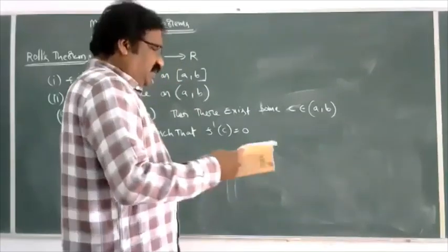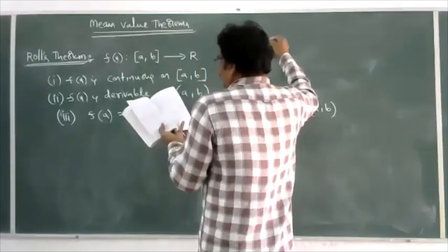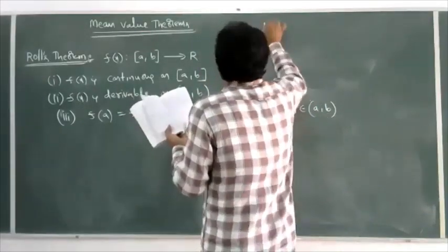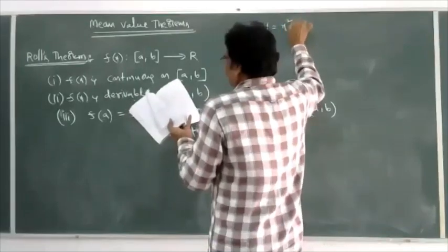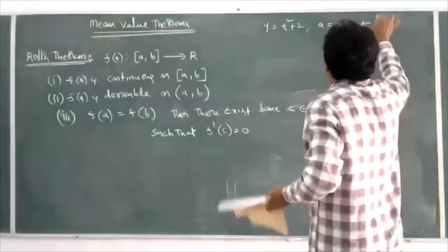verify Rolle's theorem, don't write, just listen. Verify Rolle's theorem for the function y is equal to x square plus 2, a is equal to minus 2, and b is equal to 2.